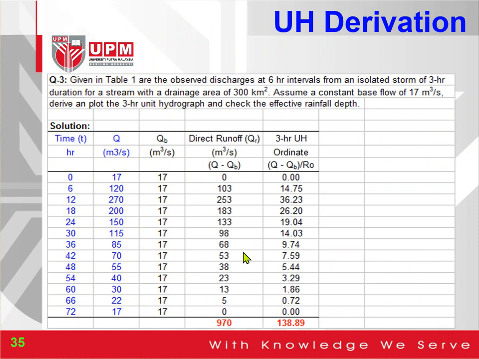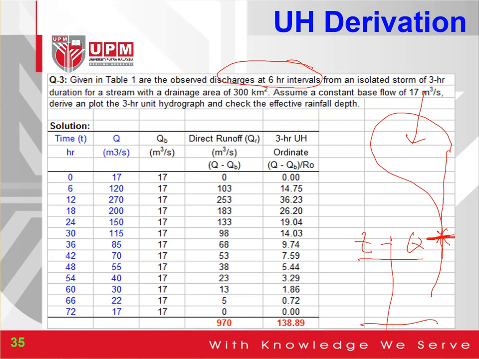This table gives the observed discharge at 6 hour intervals. When you say observed discharge, this is the watershed, rain occurs here, and somewhere downstream, this is the station where we observe. How do we observe? Every 6 hours. So this is T and Q. This is the observation, column 1, column 2. This is showing the 6 hour interval.